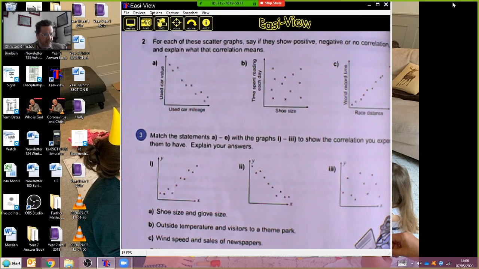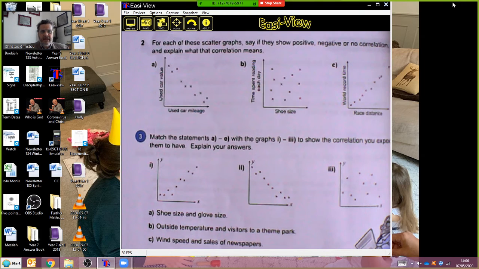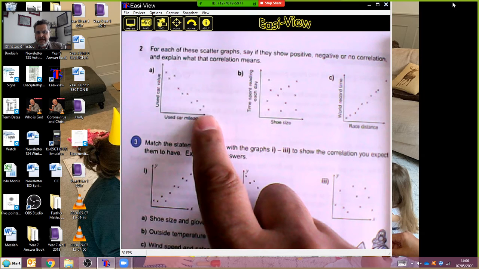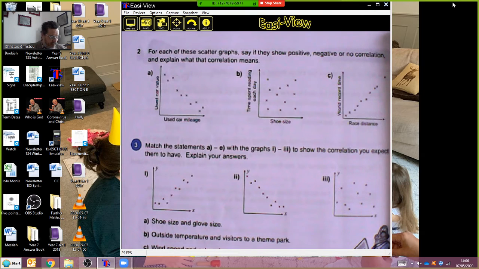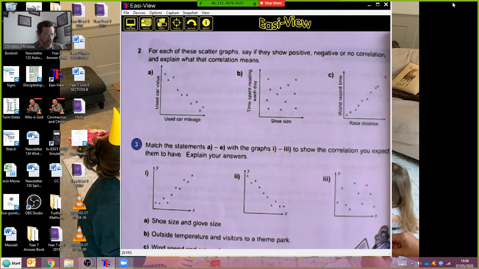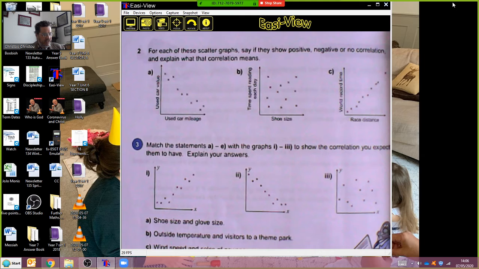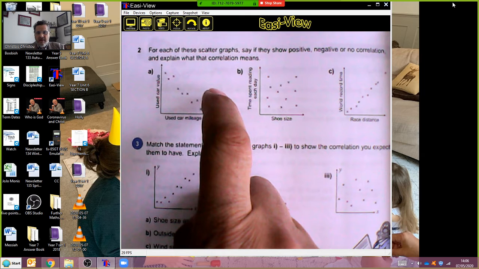Okay. So here we go, just to review in correlation. Clearly, there is a negative correlation here in this storyline. And if you've got your book on page 242, that says used car mileage. This says used car value. Can somebody give me one sentence to describe the trend there?